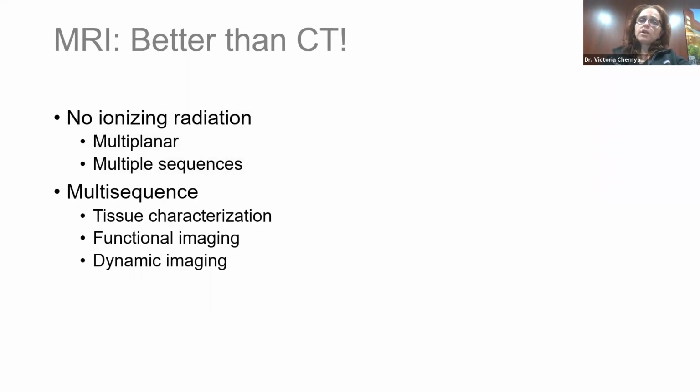Because we can acquire multiple sequences. Again, I only showed you some T1 and T2 weighted images, but there's a multitude of different sequences which will emphasize different tissues: fat, tumor, blood, cartilage, things like that, functional imaging, dynamic imaging. Again, because we are not bound by radiation, we can acquire all of these things at no detriment to the patient.